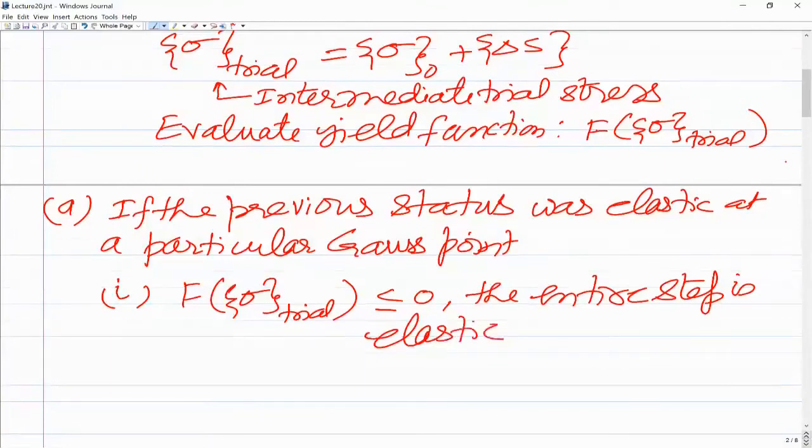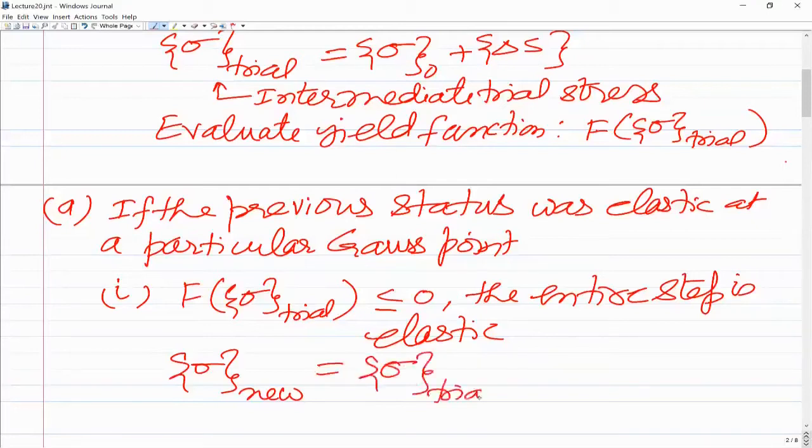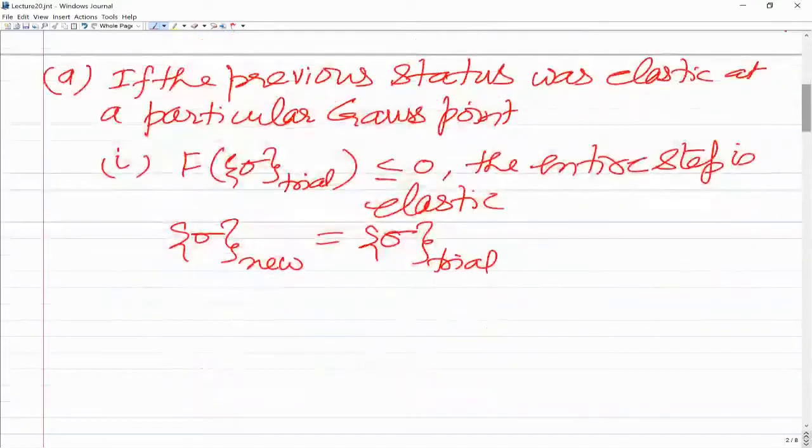And if this is so, then the correct or the new stress for the current step, I am denoting that as sigma new, will be equal to sigma trial, and at that Gauss point this is going to be the correct stress. So that is one possibility.